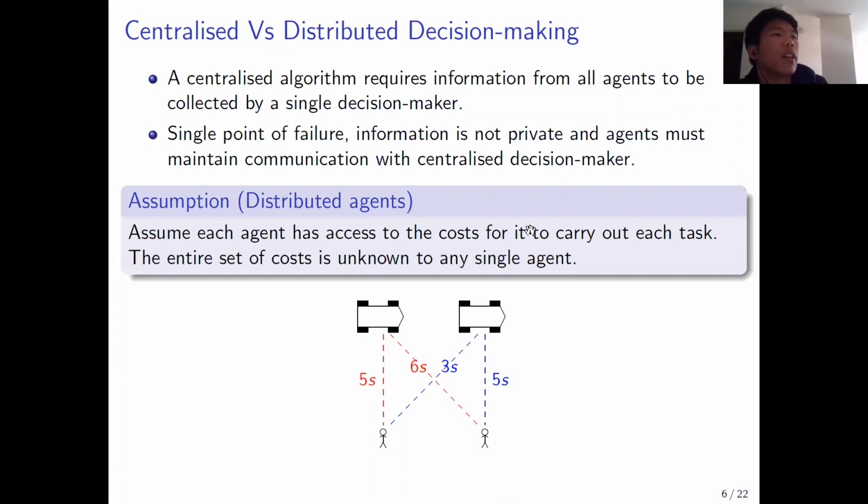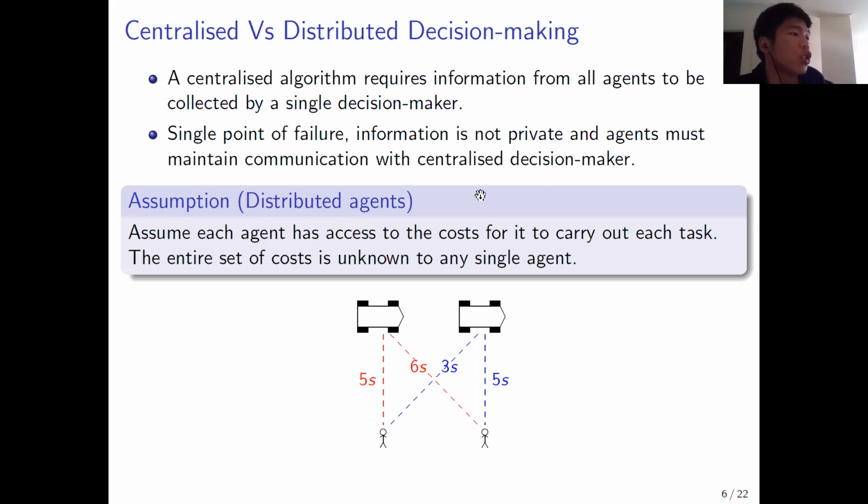So there's one more slide in my introductory section here, and it is to do with centralized versus distributed decision making. A centralized algorithm would need all information from all the agents to be aggregated by a single decision maker. This would mean there would be a single point of failure, information is not private, and agents must maintain communication with this centralized decision maker. So obviously this is something that we want to try and avoid.